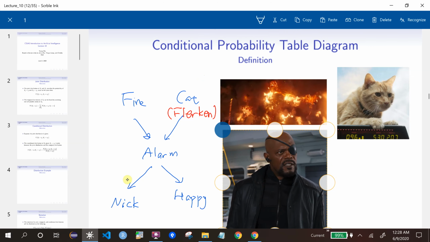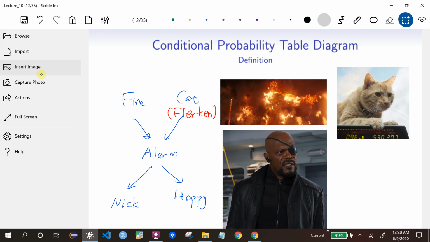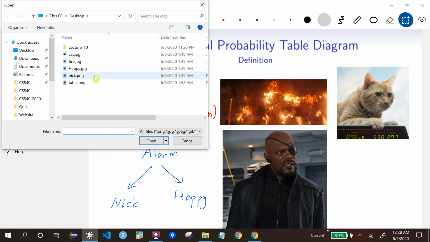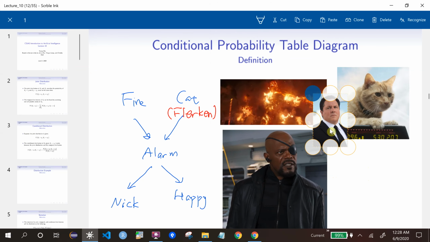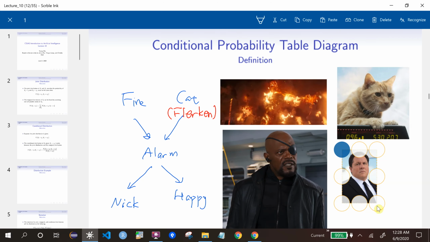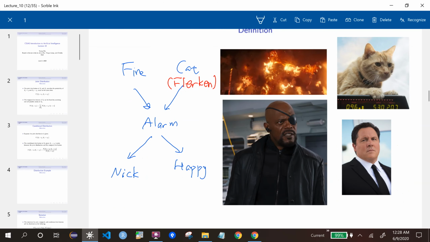That's this variable. And the last one, Happy, he may call you as well. Okay, so that's basically our story here. And let's move on to actually talking about probability again.